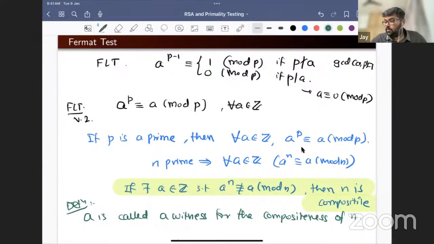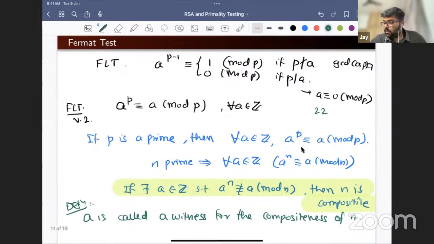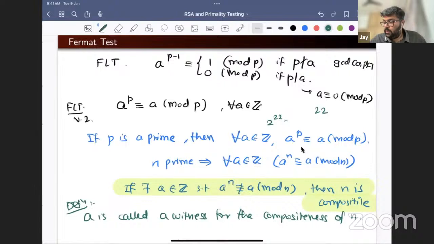For example, I know 22 is not prime. So how do I conclude? I'll check 2 power 22. Will it give me 2? Then I cannot say anything. If it is not giving me 2 modulo 22, then 2 is a witness. 22 is not a prime, because if it were prime, this should be 2. a power p must be a. So 2 is a witness.